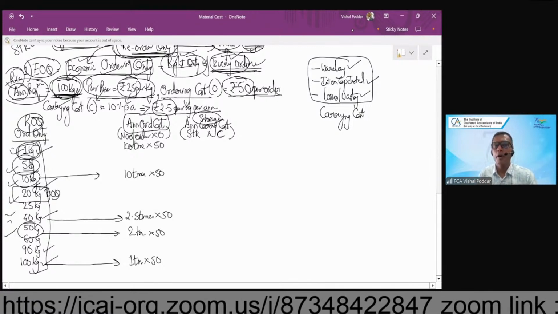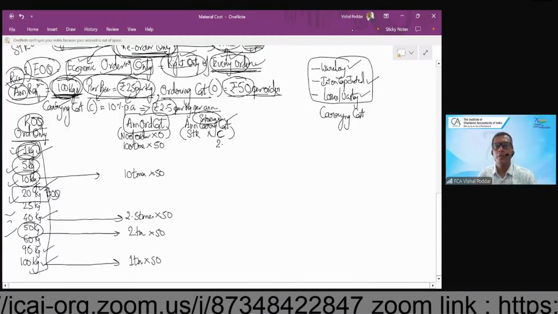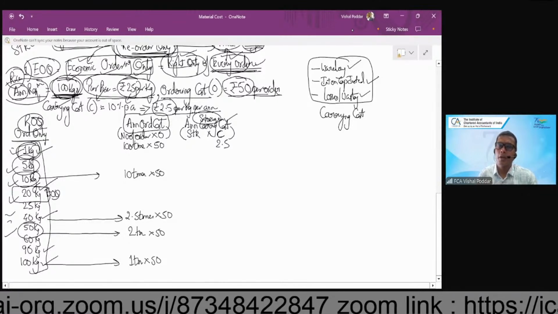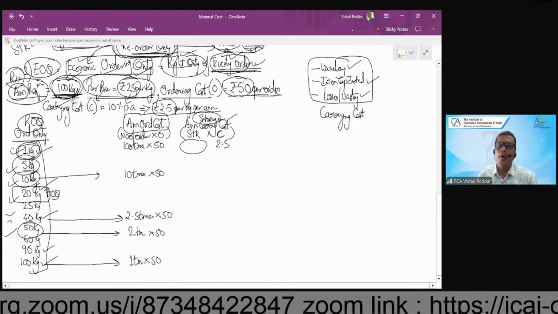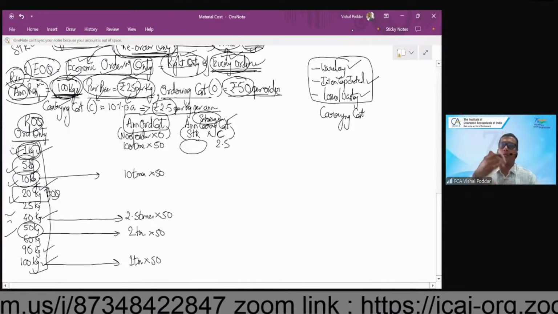Now, I want to find out how much carrying cost I will incur in the whole year. For this, my carrying cost per kg of rice is this. Now, I have to find out how much stock I will be carrying, I will be storing for the whole year.